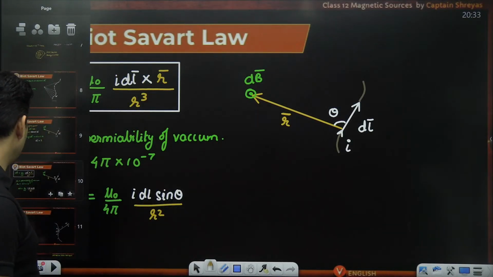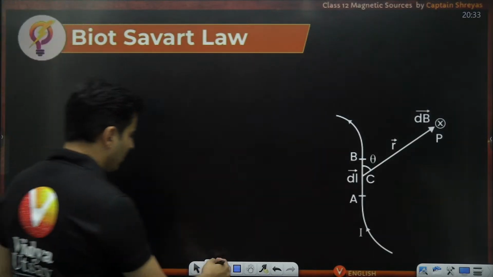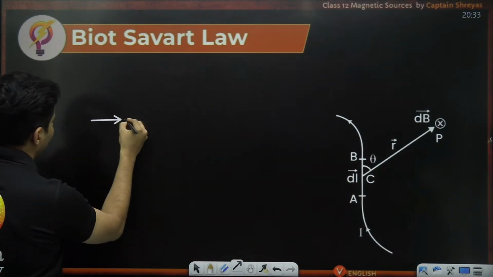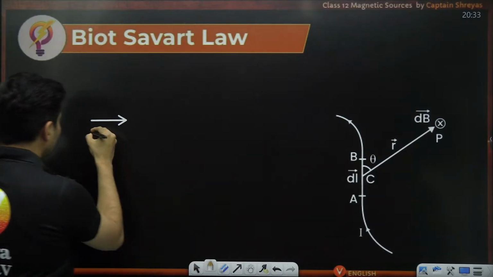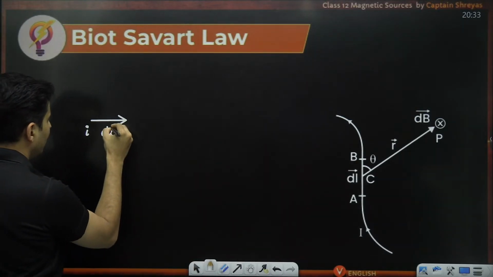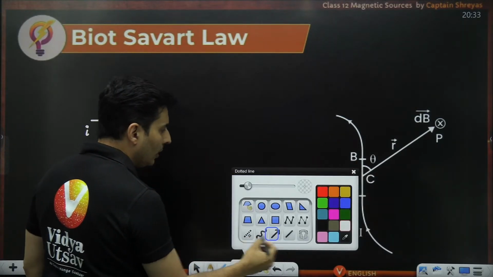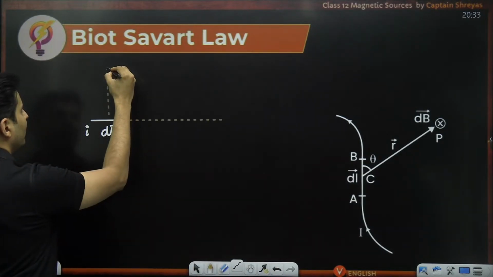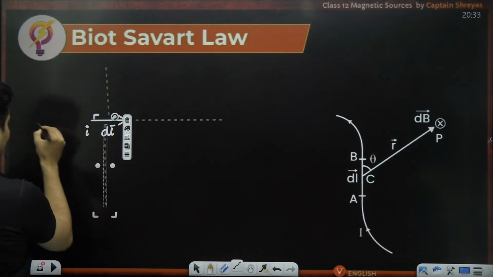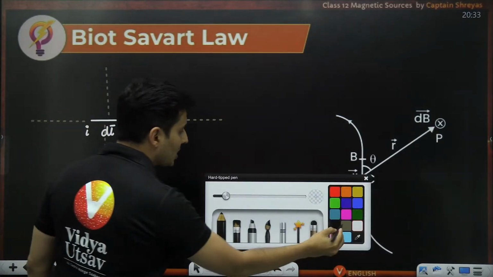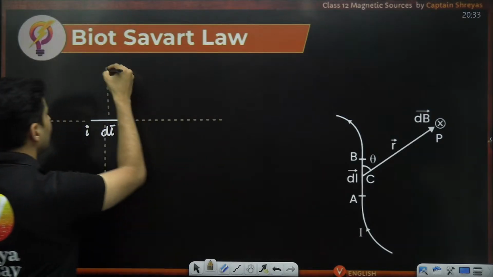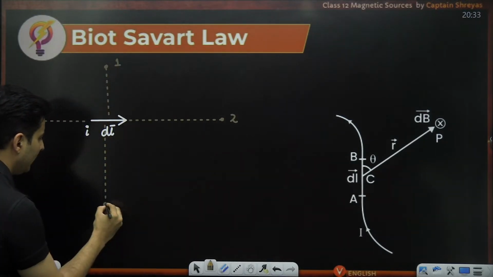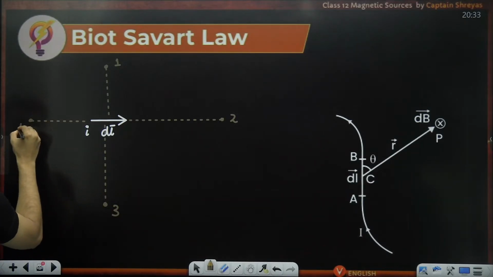So think and tell me now, using Biot-Savart's law, if I have a wire carrying element like this over here, this is some current I, this is some element. Tell me at the following locations, what is the direction of the magnetic field? I will give you 3-4 points. You need to tell me the direction of the magnetic field at every single point.